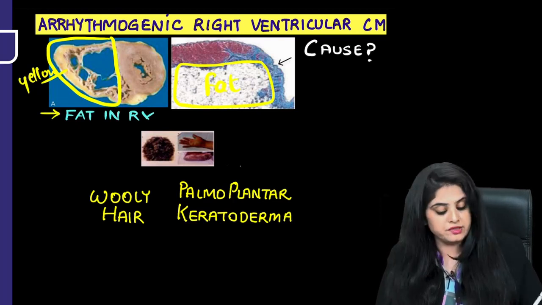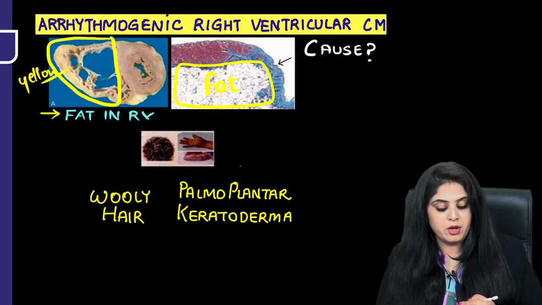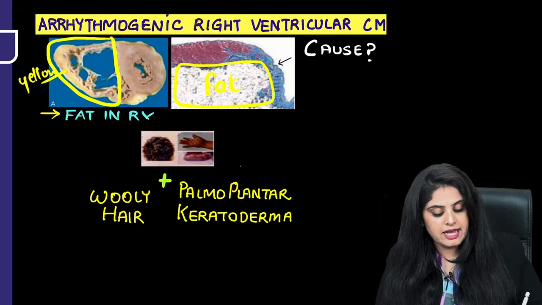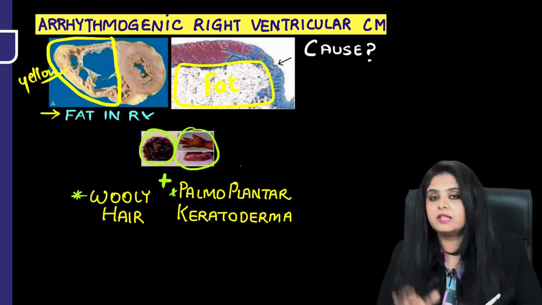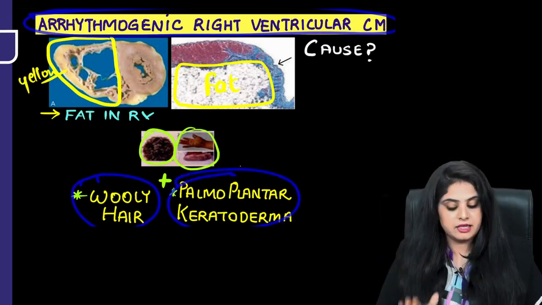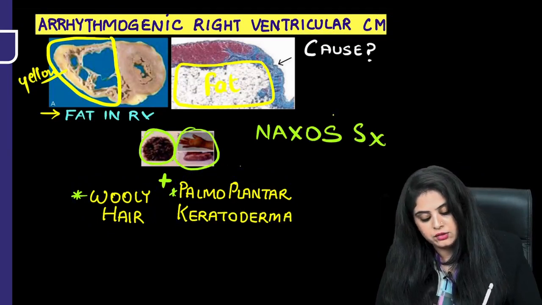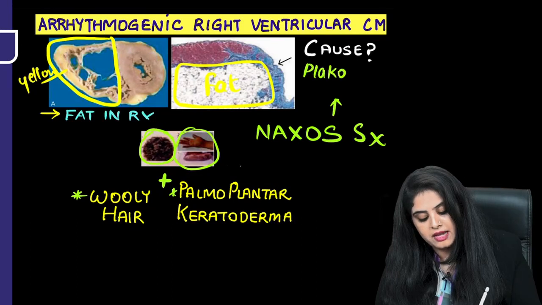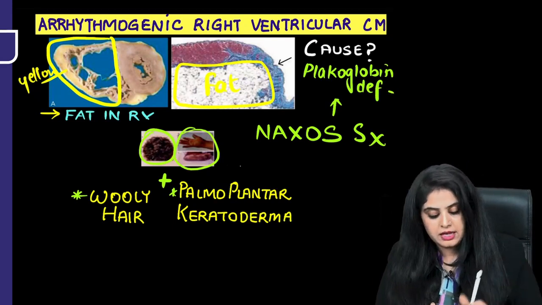And what causes it? Please note, I'll tell you a syndrome. If this arrhythmogenic right ventricular cardiomyopathy is clubbed with a child having woolly hair, and a child having thick palms and soles, palmoplantar keratoderma. So what are the 3 things? Arrhythmogenic right ventricular cardiomyopathy with woolly hair and palmoplantar keratoderma. Guys, this is known as the Naxos syndrome. And Naxos syndrome ka question hai that this is a plakoglobin defect. I hope you guys have studied this again in your RR and your main course videos. Done Naxos syndrome? Coming to the next.